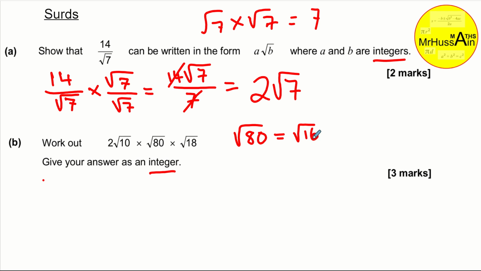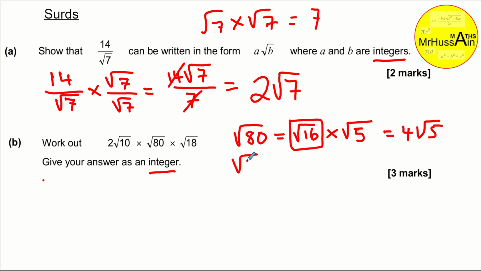From practice, let's check. Does that work? 16 times 10 is 160. 16 times 5 is 80. Can I break down 5 even more? No. There we go. And the reason why you want one of them to be the largest square number is so you can square root it. There you go. So I've written that down.